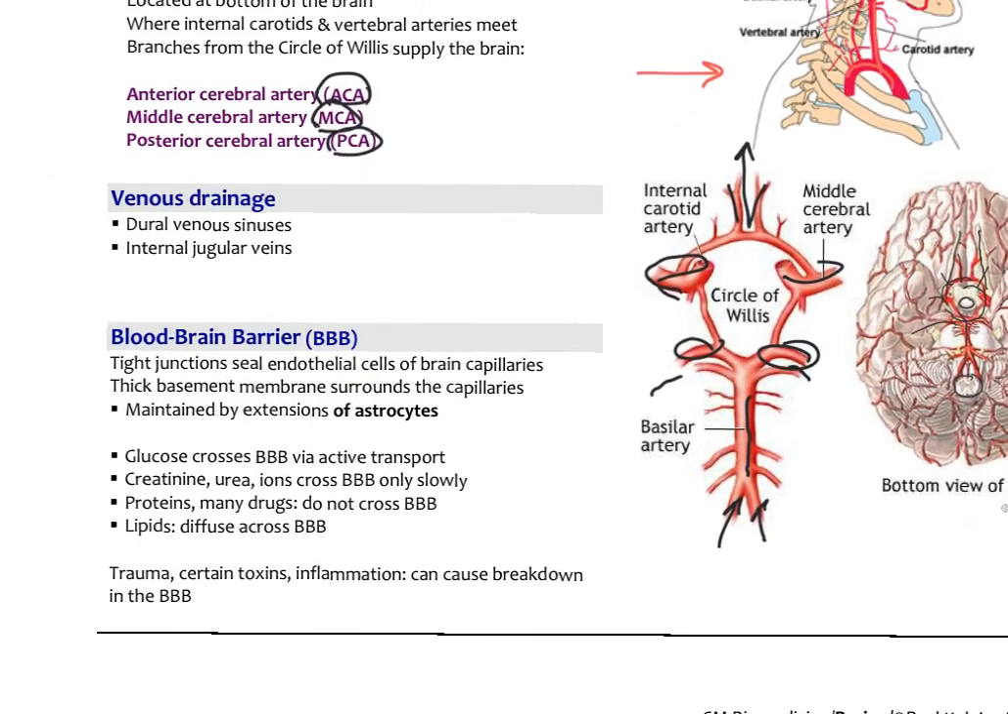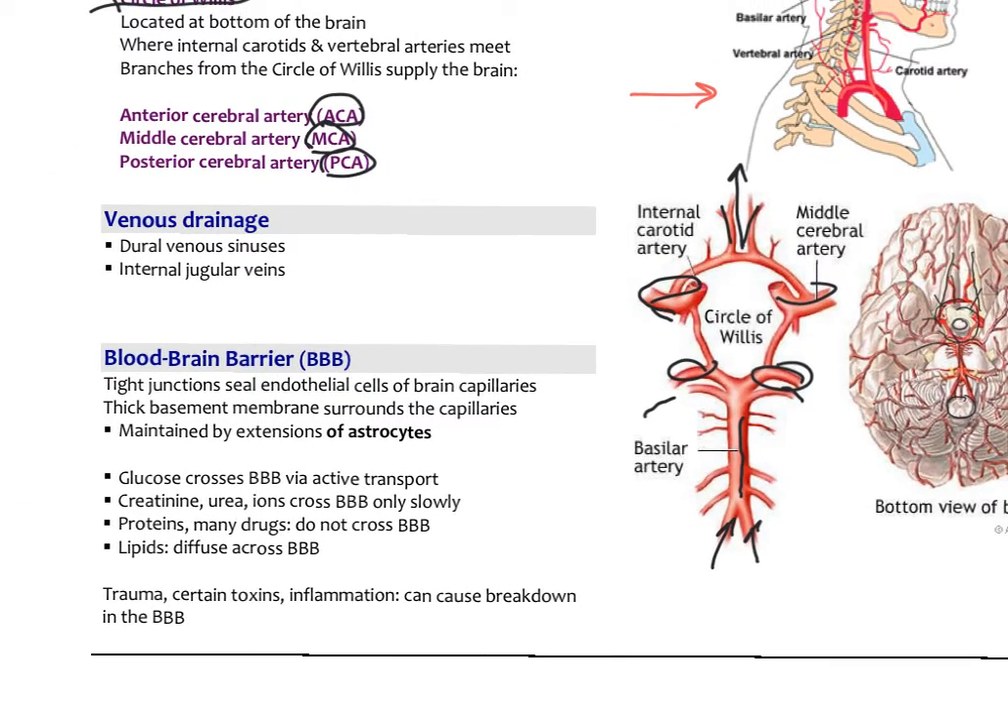Now, one thing, once the blood is used in the brain, it has to drain, and that's going to be via the veins in the brain, which drain into those dural venous sinuses. And that's going to drain down, and I don't have a picture of that here, into your internal jugular vein, which will then join up with the superior vena cava, and that'll go into the right side of the heart, back into circulation. So that's the venous drainage.